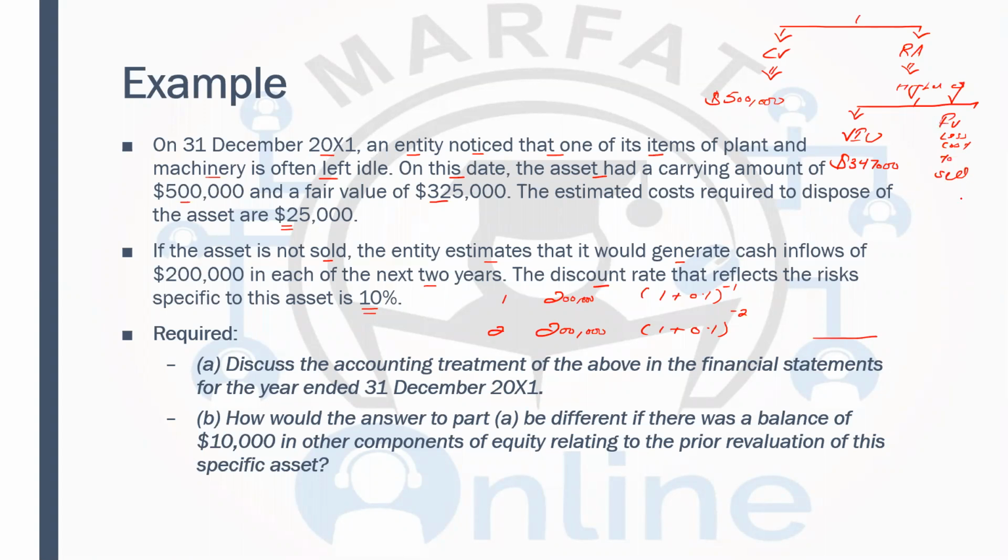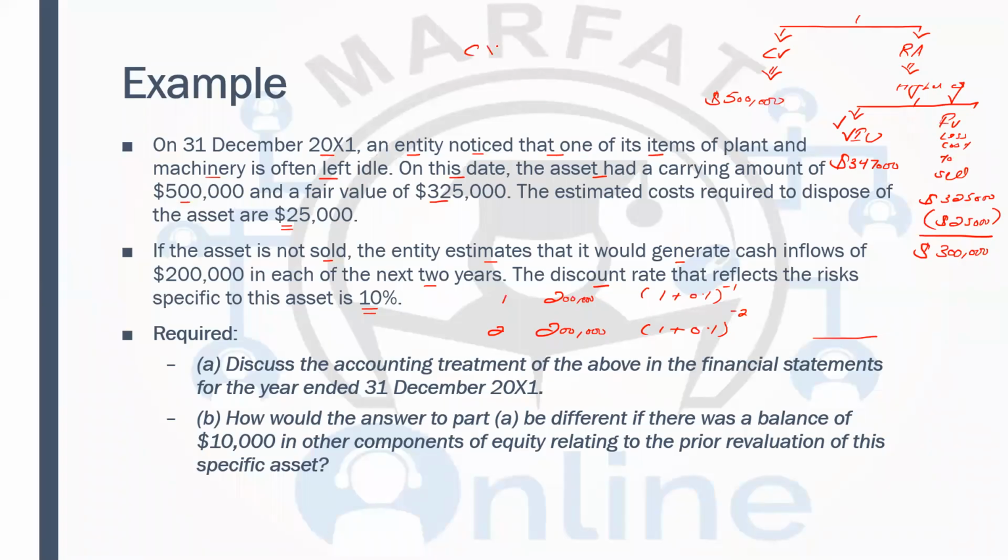And now what is the fair value less cost to sell? They have already told us that the fair value is 3,25,000, fine. And they suggest that the cost to sell is 25,000. So deducted, you will get the fair value less cost to sell of 300,000. And we know that recoverable amount is higher of value in use and fair value less cost to sell. Which one is higher? Value in use is higher. So we take this value as the recoverable amount.